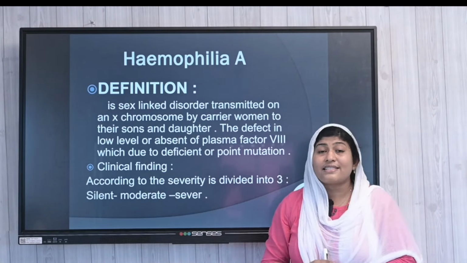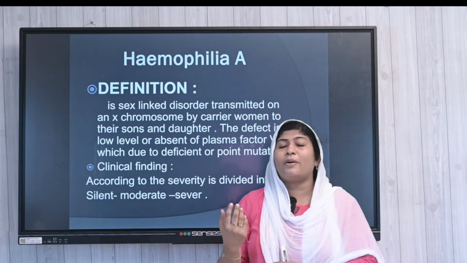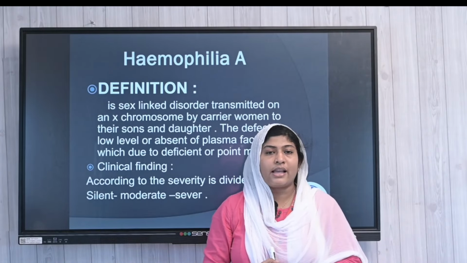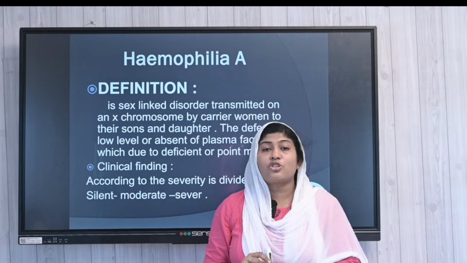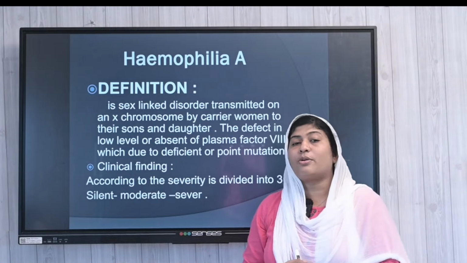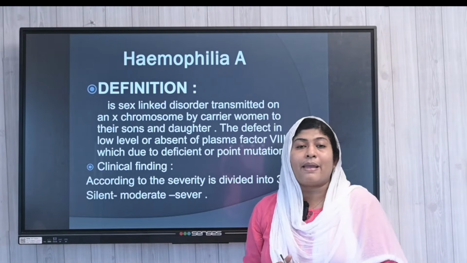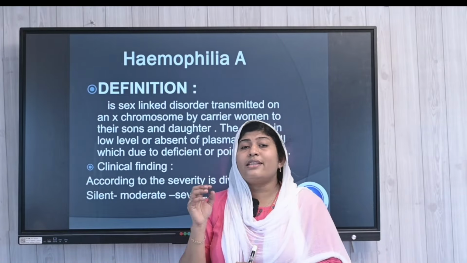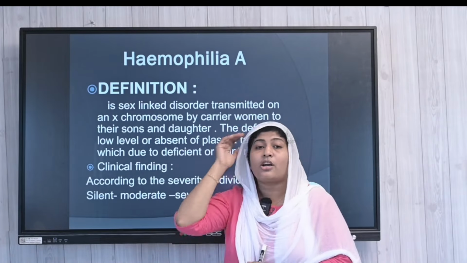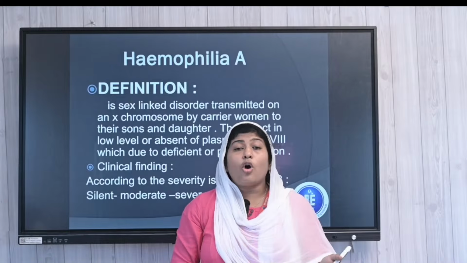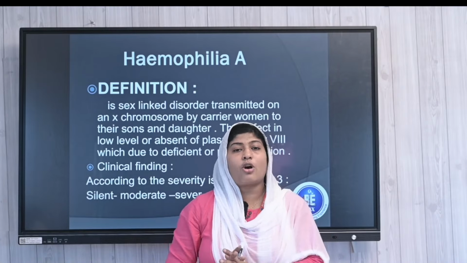It is called a sex-linked disorder. We all know humans have 46 chromosomes. In that, the last pair, the 23rd pair, is called the sex chromosome, that is XX in female and XY in male. See, this hemophilia occurs on the X chromosome, not in the autosomal region. It is a sex chromosomal defect.